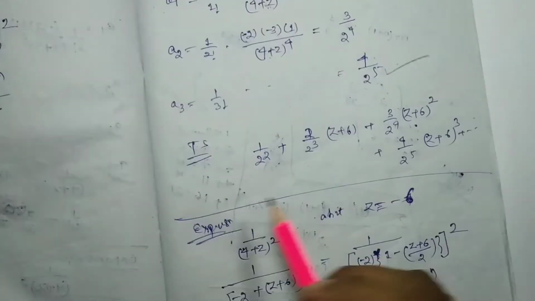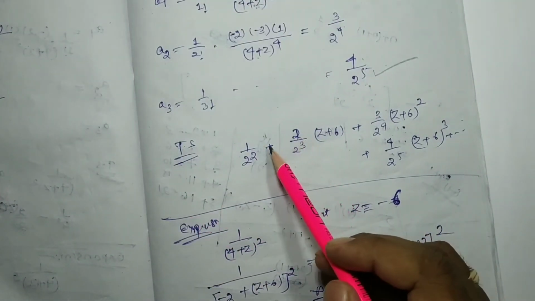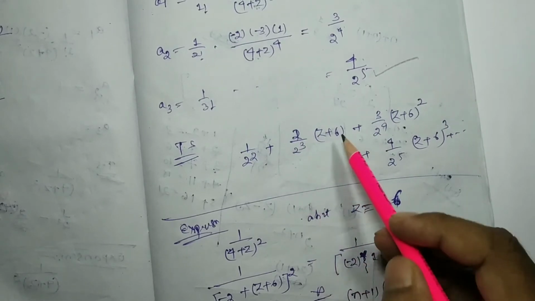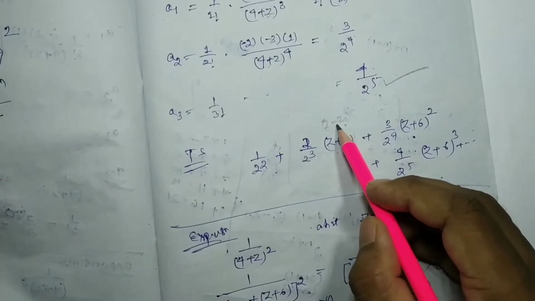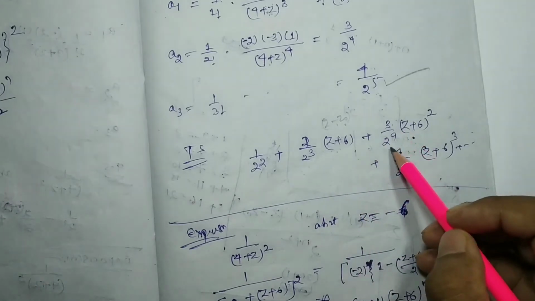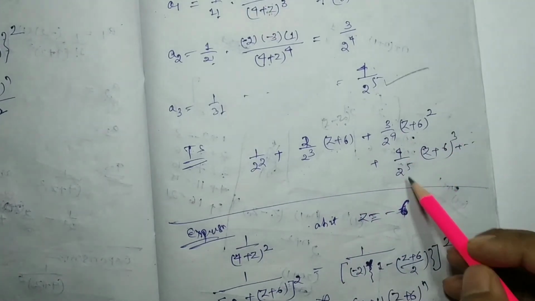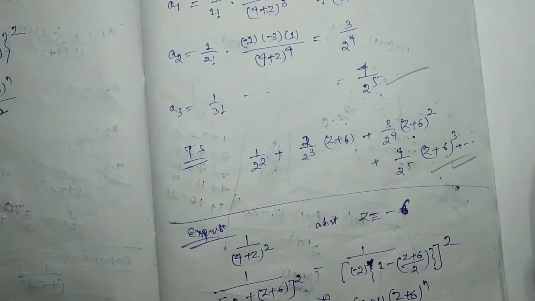Now you just write down the Taylor series. Taylor series will be 2 by 2 square, 2 by 2 cube into z plus 6, because this is z minus z0. Z0 is minus 6, so minus 6 if you put over here, then it will be z plus 6. So 3 by 2 to the power 4 z plus 6 square, 4 by 2 to the power 5 z plus 6 cube. Okay, all the terms we found are positive.